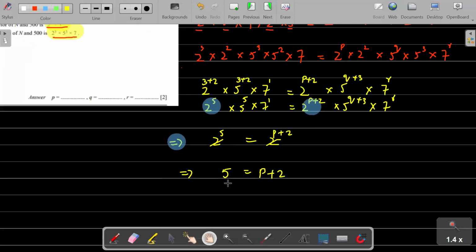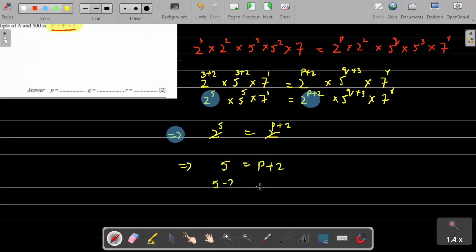So it's going to be 5 minus 2 is equal to p. So here my p is 3. That is the value of p. All right, now let's do for 5.